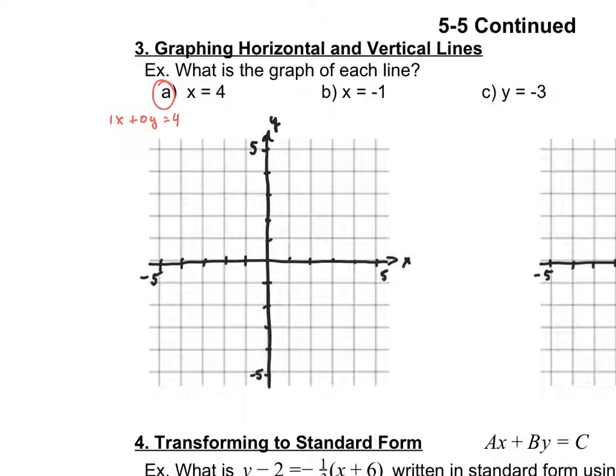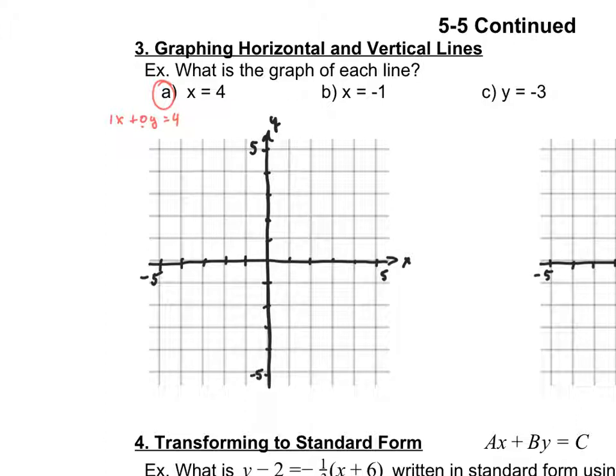I'm showing you this because I have 0y, so it doesn't matter what value I substitute in for y, because the coefficient is 0. Anything times 0 is going to give me a 0. So the value of y is not relevant. It doesn't change anything in this equation. So when I graph this, x is always going to be equal to 4.